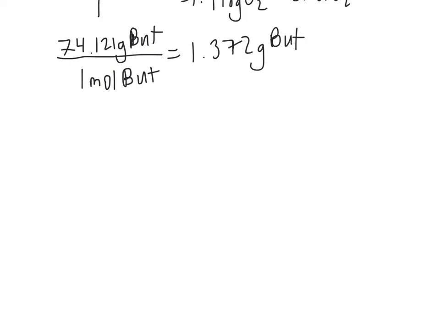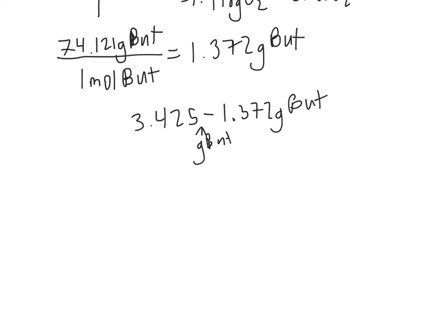And then we will subtract from 3.425 grams, which is our original amount of butanol, 1.372 grams of butanol, which will give us 2.055 grams of excess butanol, which is the answer to the second part of our question.